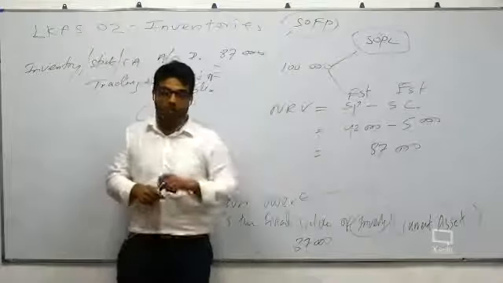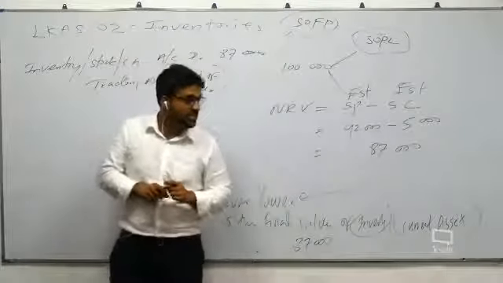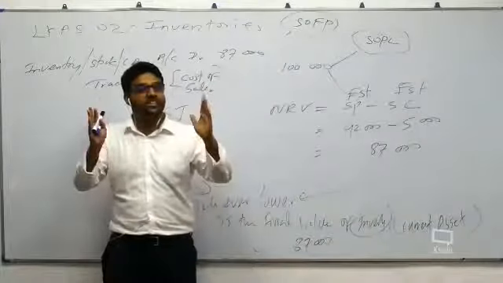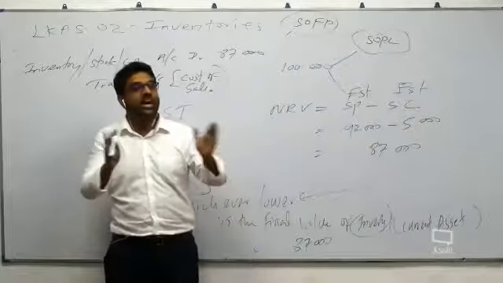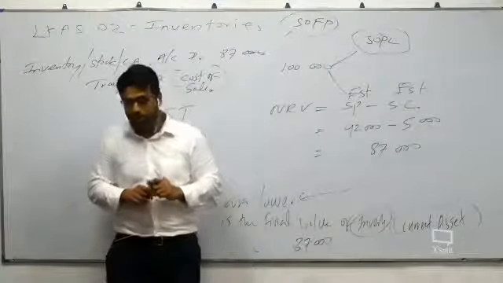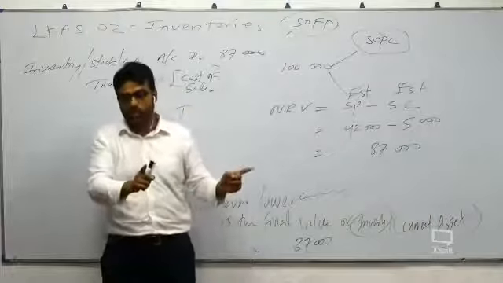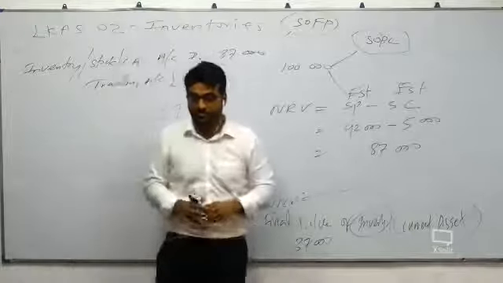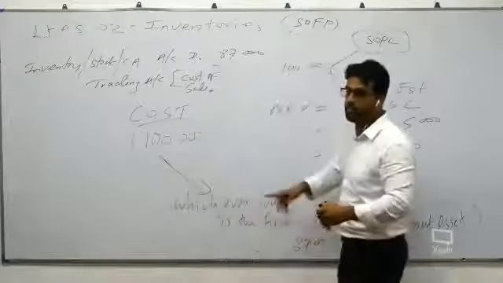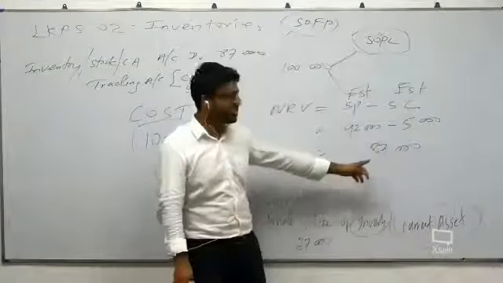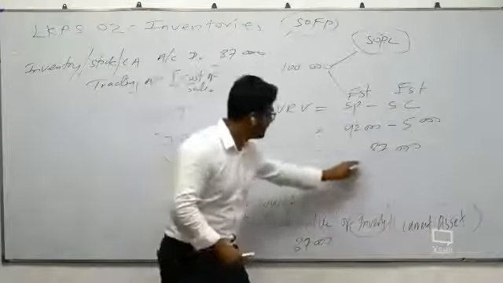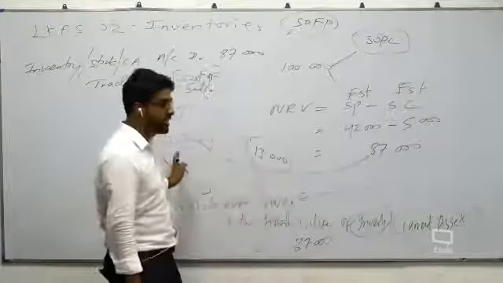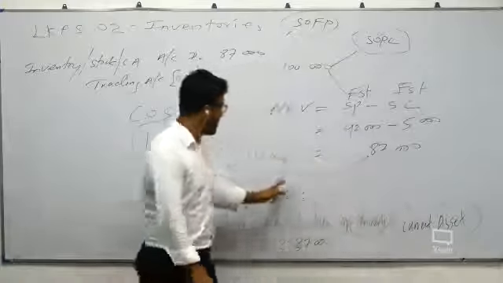But look at this example. We are expecting a what? Loss. Remember, I'll repeat it again. If you expect a profit in the future, we can't record that future profit. However, if you expect a loss in the future, that loss needs to be immediately recorded as an expense in the current year. So if the future loss we're expecting, our buying price 100, our net income 87, what is the loss we're expecting? 13,000.